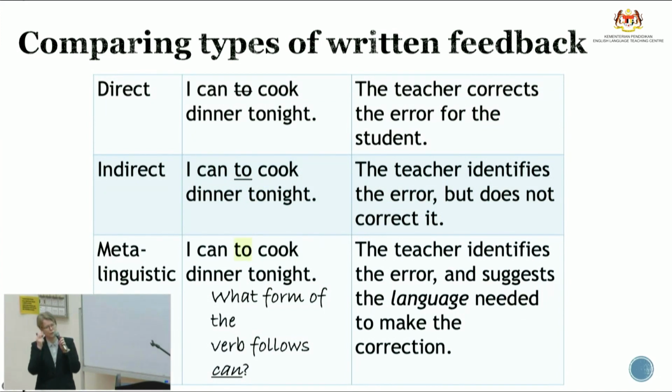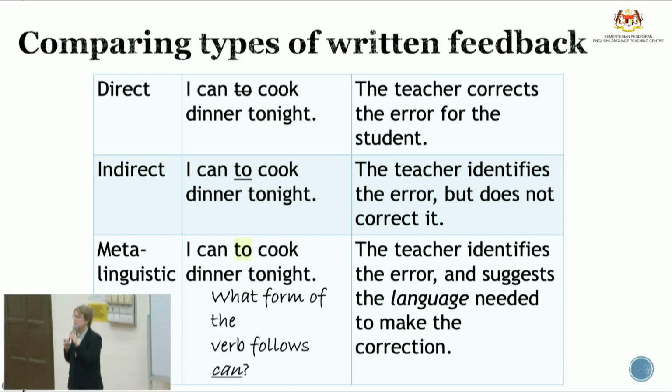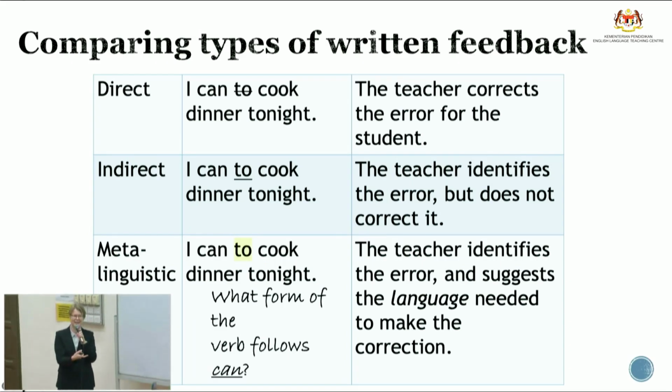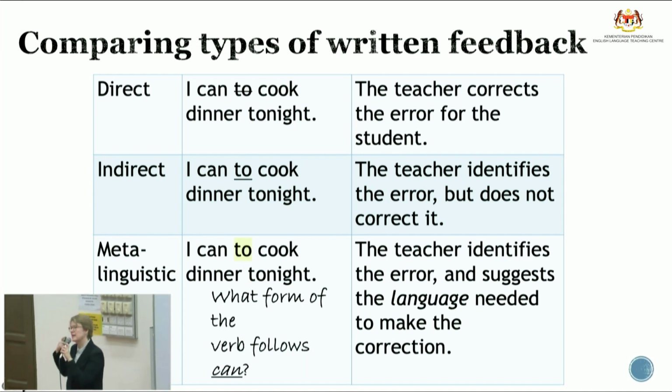Okay, different types of written feedback. We can have direct, indirect, and metalinguistic. For direct feedback, you're making the correction for the student. When you're making the correction for the student, there's not a lot of noticing involved, right? You've corrected it, you've done the work for them. So students aren't necessarily noticing what the error is unless they're taking the extra step themselves to do that. And oftentimes that doesn't happen.